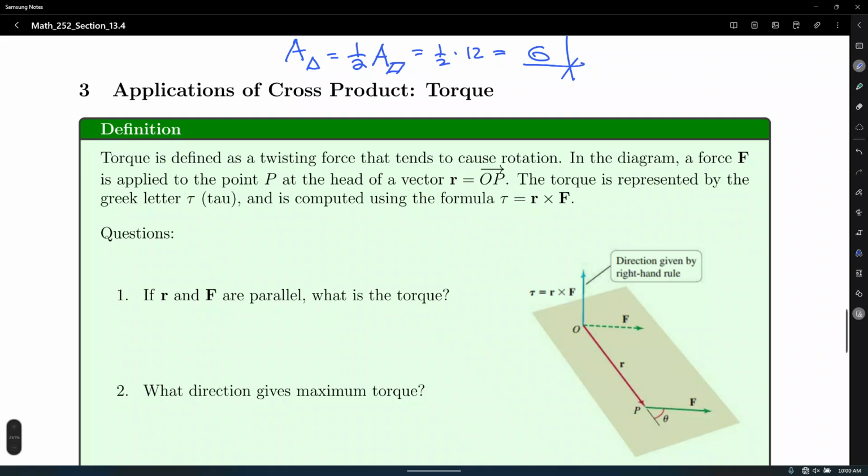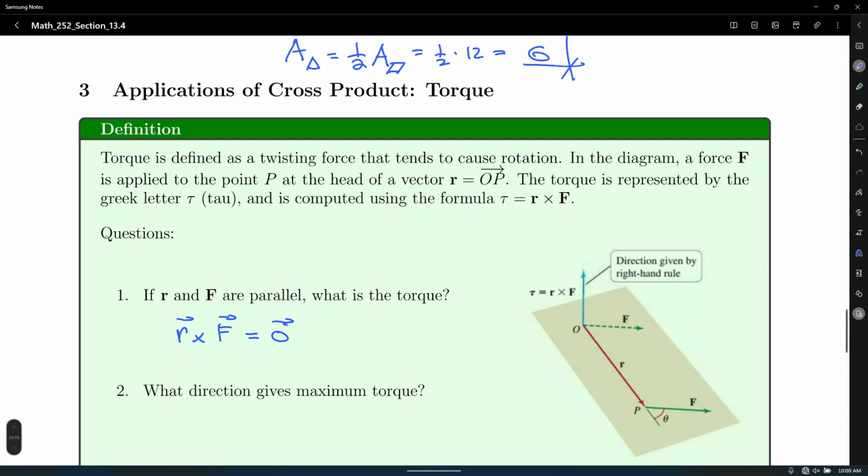It's pretty cool because if R and F are parallel, what's the torque? Again, this is the table, this direction. What if my force goes in the same direction as the table? Am I going to cause rotation? I'm causing displacement, not rotation. So that means R crossed with F is going to be equal to the 0 vector, not 0.